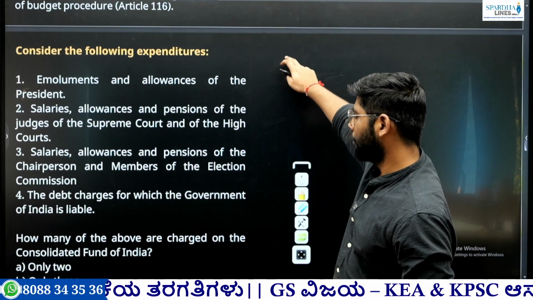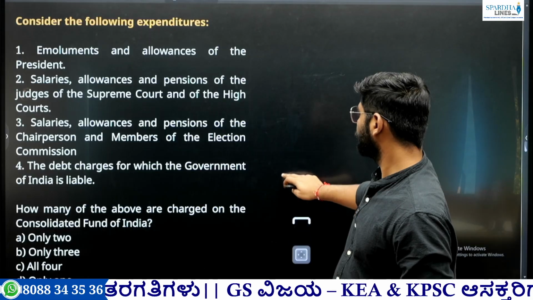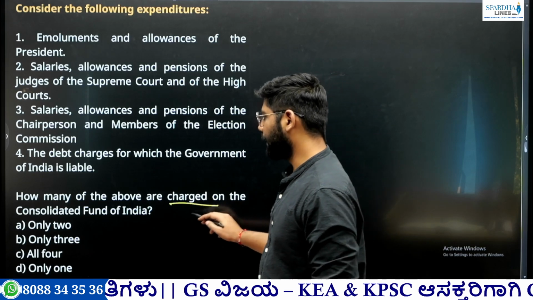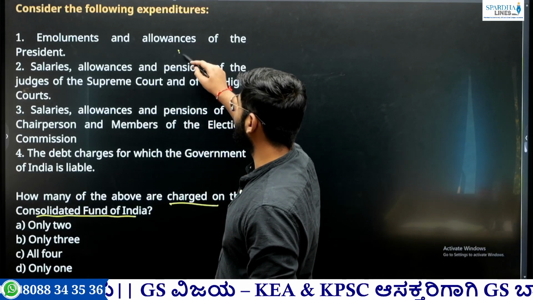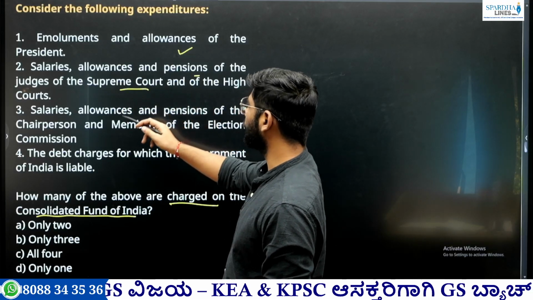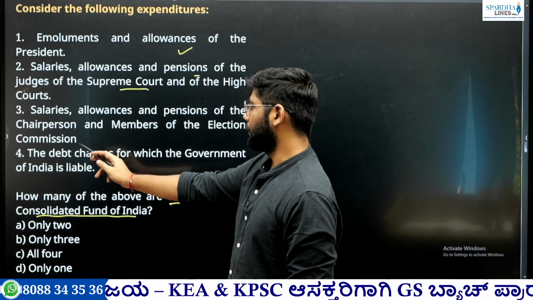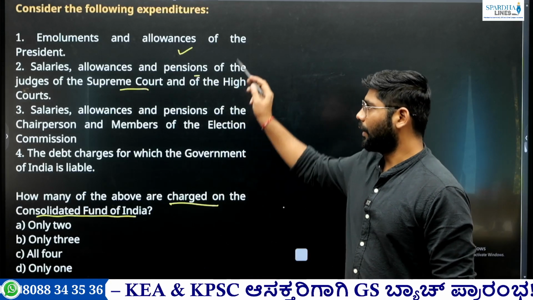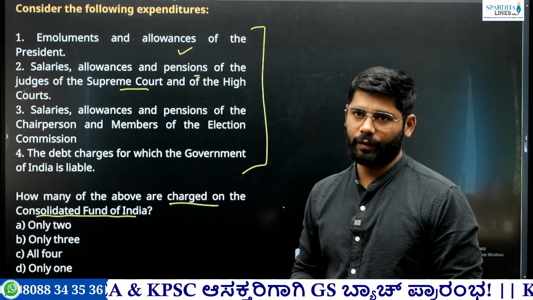So it is asking which of the above are the charged expenditure on consolidated fund of India. So emolument allowance of the president, then salary allowance pension of the judges of Supreme Court and the High Court, then salary allowance pension of the chairperson, member of the election commission, the debt charges for which government of India is liable. So which of these are considered a charged expenditure on consolidated fund of India?